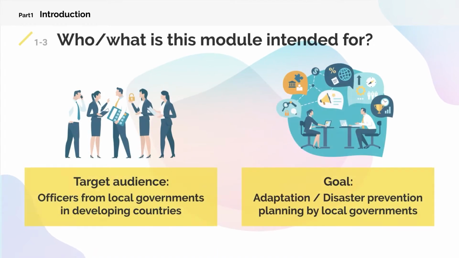The ISO 14091 standard allows any organization to conduct a risk assessment in its respective areas of concern. This module is intended for local government officials in developing countries who are involved in adaptation and disaster prevention planning in their regions. As such, examples are taken from the disaster prevention sector.